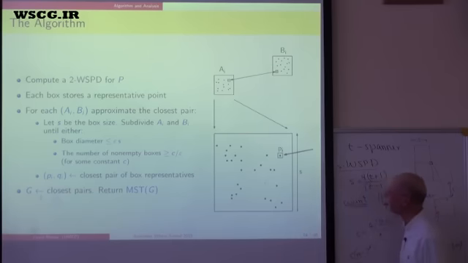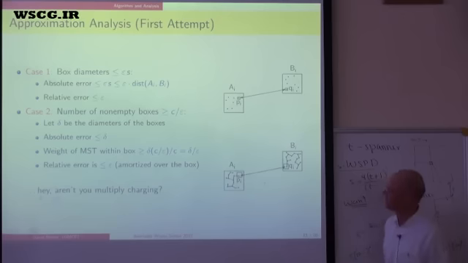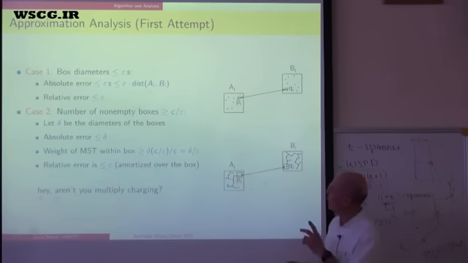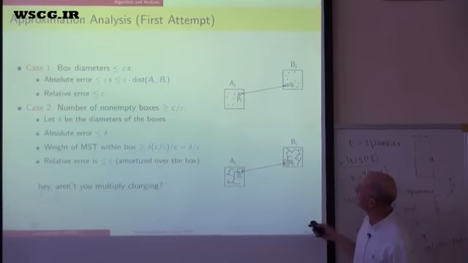Okay, so here's the analysis. There are two reasons why we could terminate the search: box diameter is small, or lots of boxes. So let's think about this. Suppose that I get down to a point where the box is actually very, very small in each one of these cases.